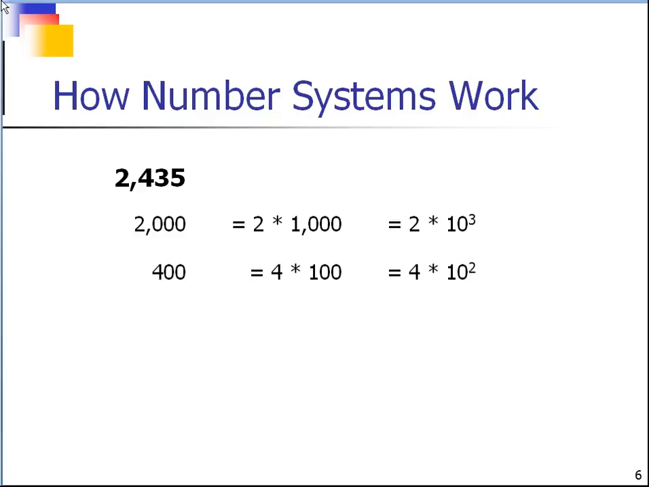It's also 400, which is 4 times 100, which is 4 times 10 squared. And then it's 30, which is 3 times 10 to the 1st. And finally, the number 5 is 5 times 10 to the 0th. Take a look at those powers of 10 in the far right column. Notice how it's 3, 2, 1, 0. 10 to the 0th had to be mathematically equal to 1 for this whole system to work.